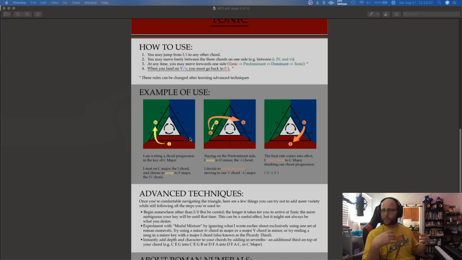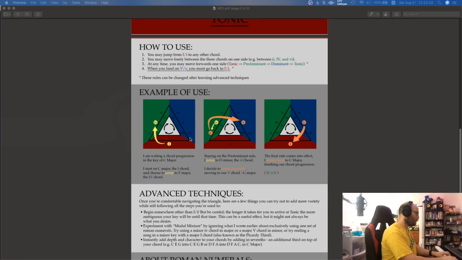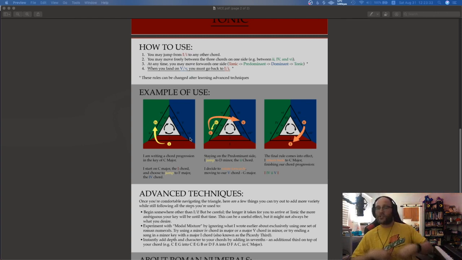And we could use that as either a 4 chord progression or a 5 chord progression, where we have 1, 4, 2, 5, and then 1. Or we could use that as a 4 chord looping progression. And it just keeps on looping.